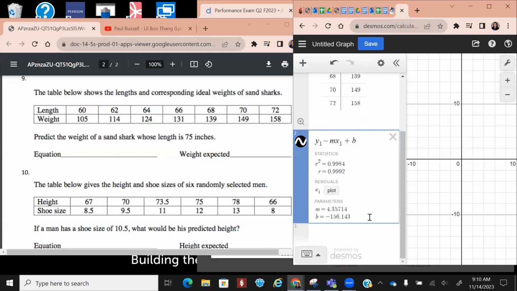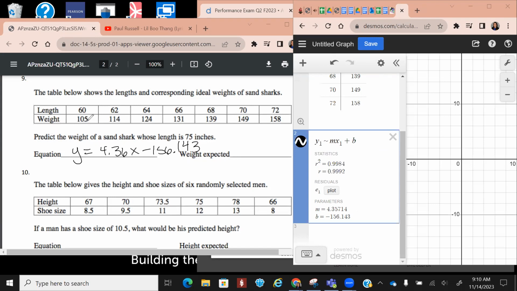Okay. So they just gave us the equation right here. So all we have to do is now write it out. So this is going to be Y equals 4.36x minus 156.143. Now you can kind of round it to make it a little bit cleaner. But if you want to write the entire thing out, that's okay too.